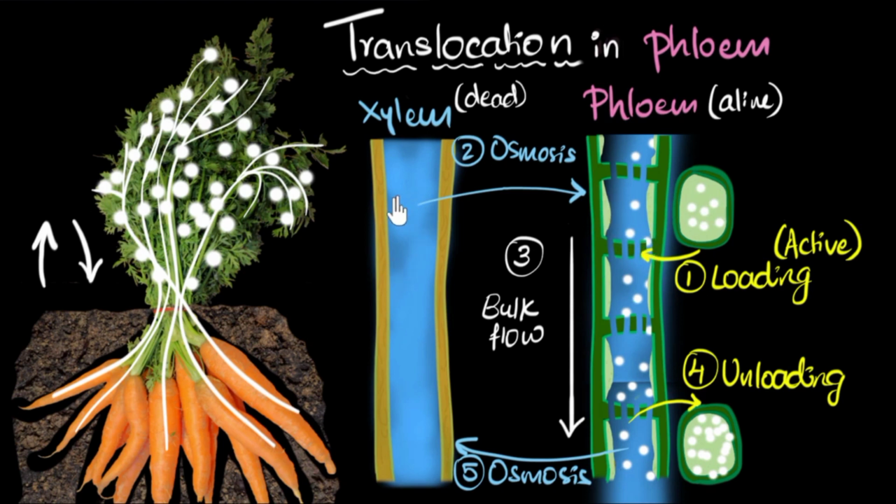And xylem cells don't need to be alive because the mechanism of xylem is only based on physical forces, like suction or the pressure from the bottom, from the roots, right? You don't need the cells. The cells don't need to use any energy, so they can afford to be dead. But phloem needs to be alive. All right, that's pretty much it.